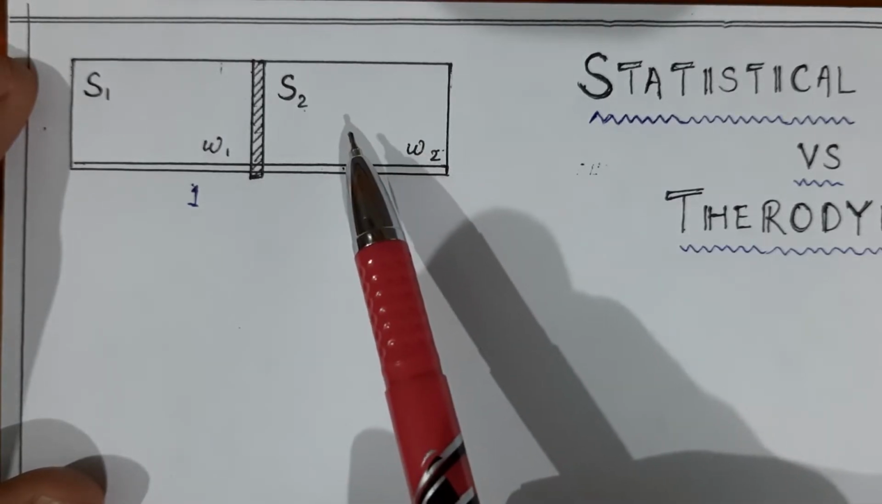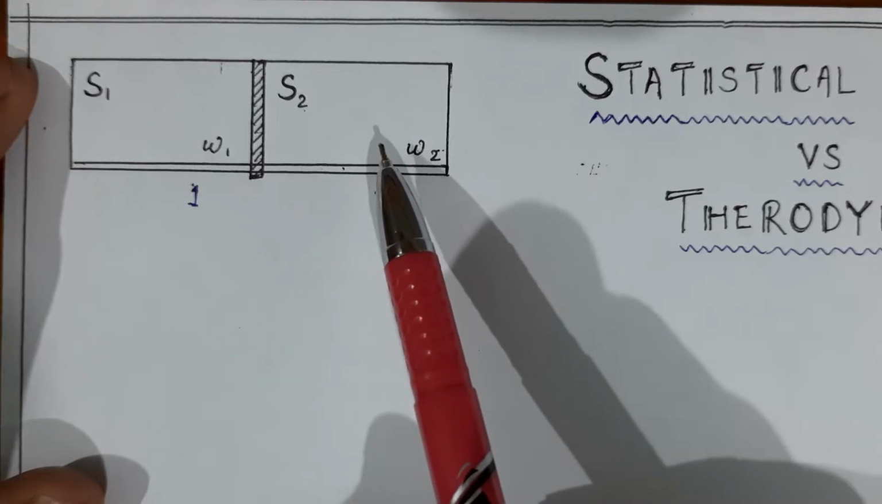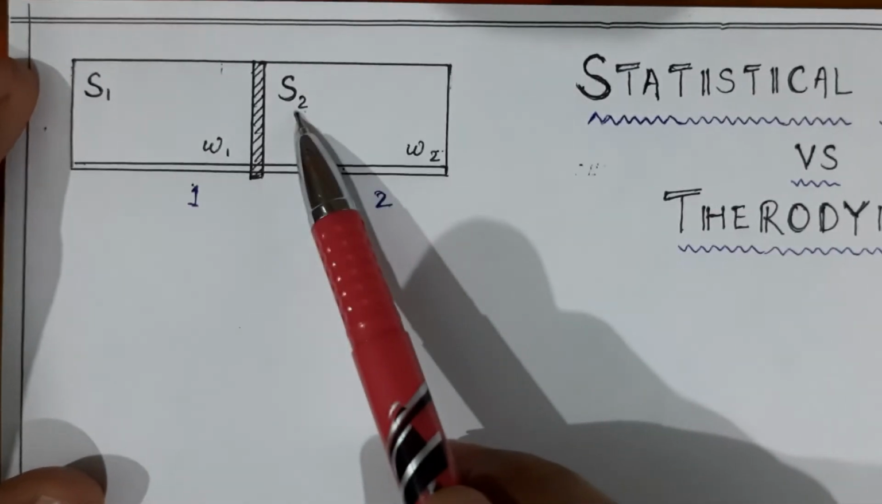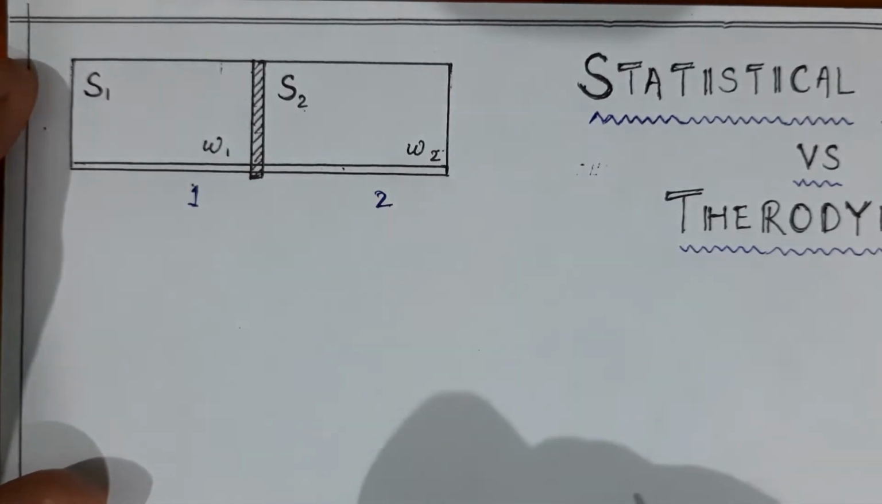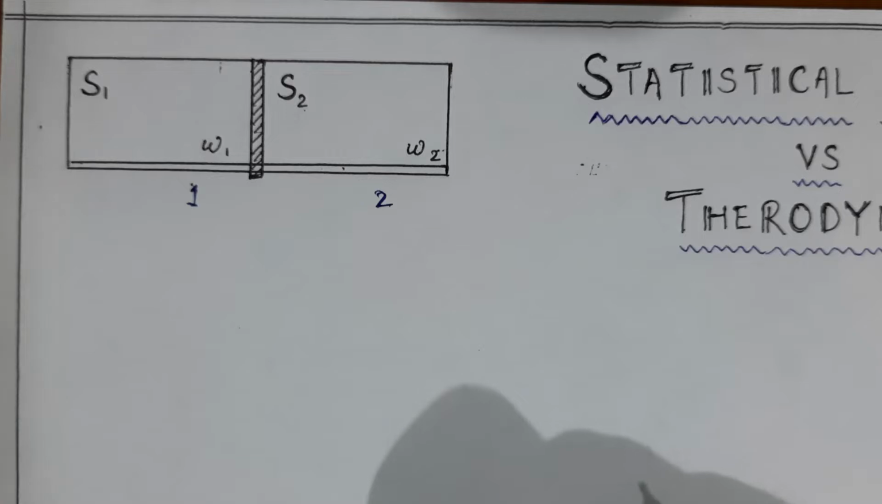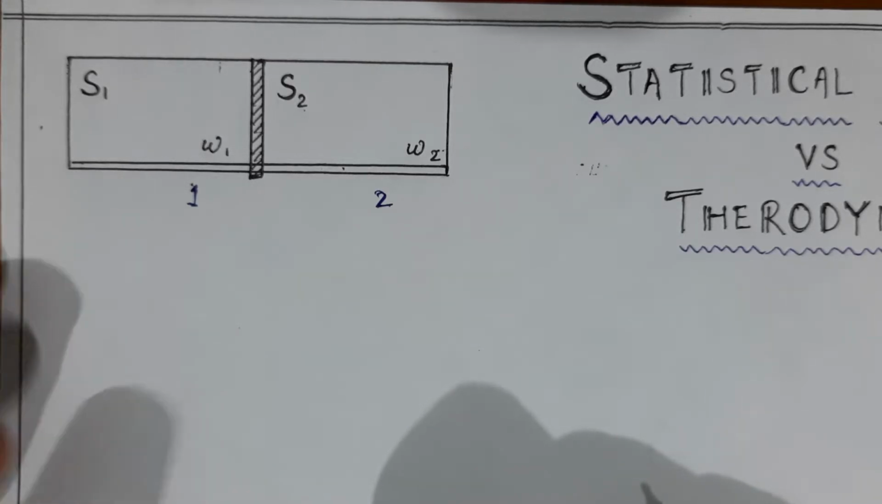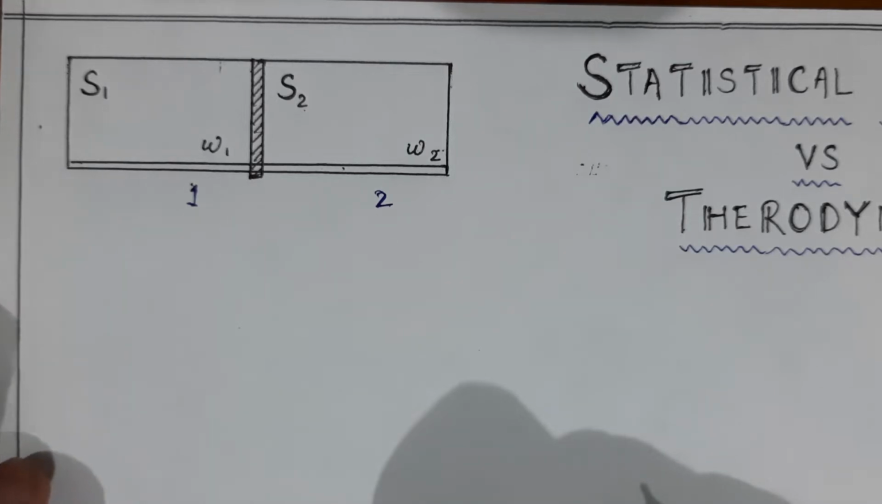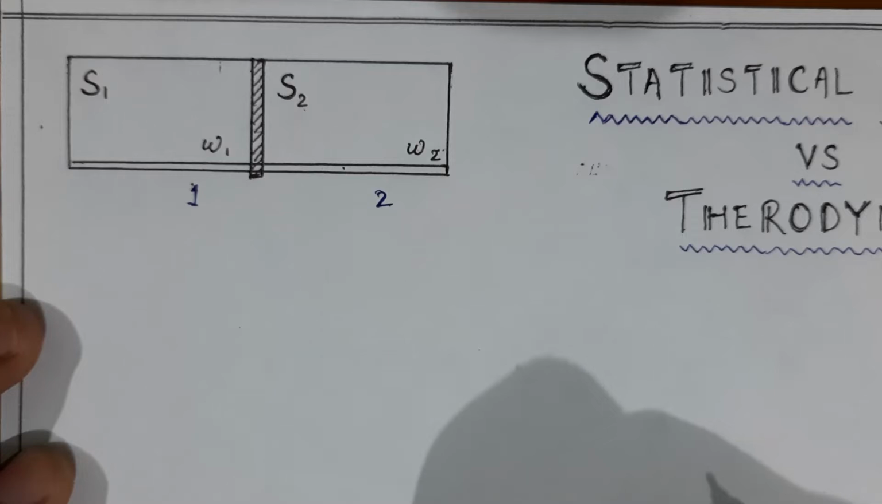The numbers of microstates, like the number of atoms or particles inside, are omega 1 for this entropy and omega 2 for that entropy. Now it is quite obvious that if a system has a higher entropy, then it will have a larger number of particles, or we can simply say a larger number of microstates inside it. Similarly, if a system has lower entropy, then it will have a lower number of microstates inside it.